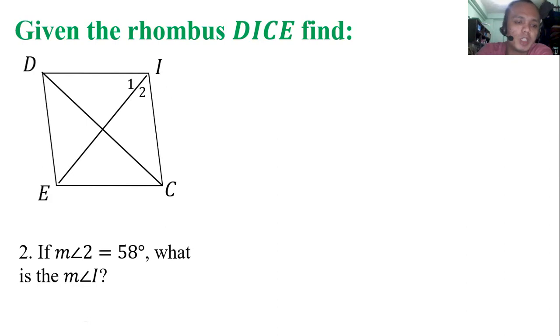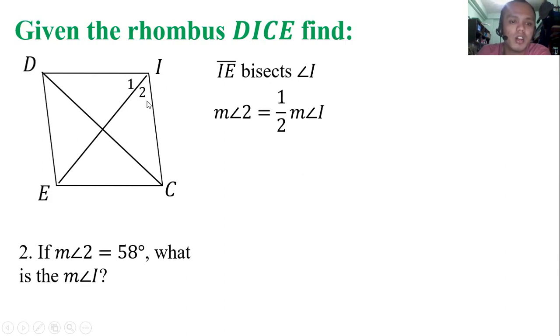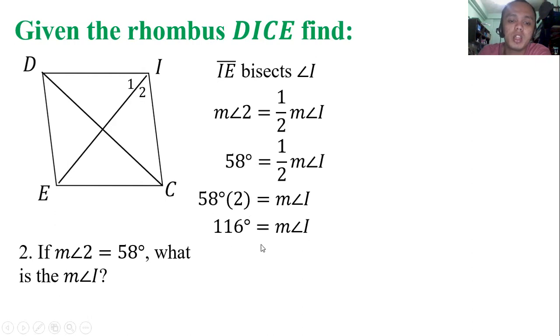Next, if measure of angle 2 is 58 degrees, what is your measure of angle I? Again, IE bisects angle I. So here, ito tayo ha. Measure of angle 2 is equal to 1/2 of measure of angle I. Okay, since your angle 2 is 58, multiply natin by 2. 58 times 2, that would be equal to 116 degrees for measure of angle I.